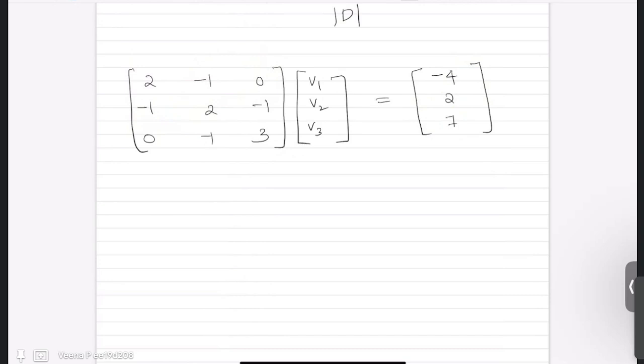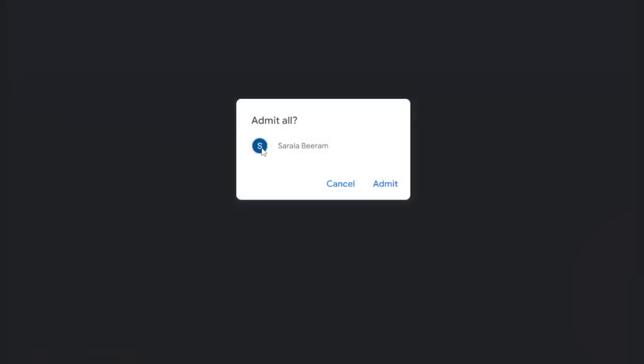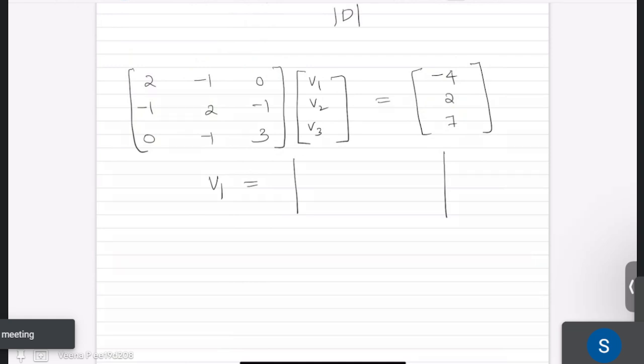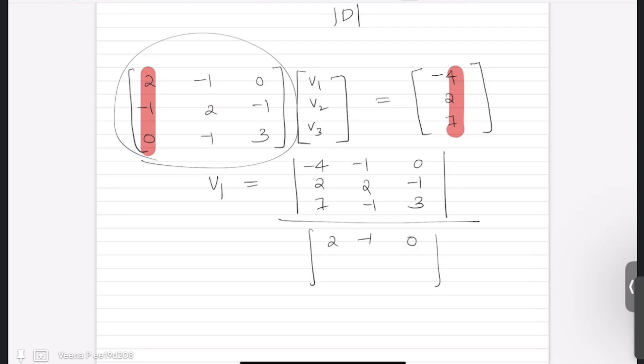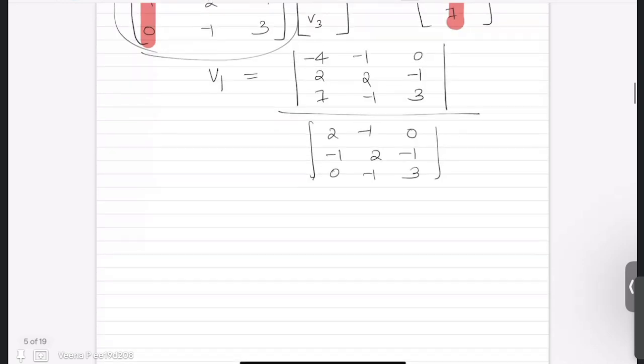So your V1 is given by determinant. When you write V1, you replace this column with minus 4, 2, 7. So minus 4, 2, 7, minus 1, 2, minus 1, 0, minus 1, 3 divided by the whole determinant of your G, which is determinant 2, minus 1, 0, minus 1, 2, minus 1, 0, minus 1, 3. I hope you all know how to find the determinant of a matrix. So I will calculate one determinant just for illustrating.